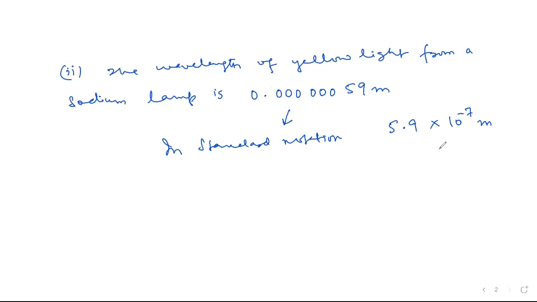So you can see the number of digits in the decimal number is 2. Therefore, it has 2 significant figures, right? So I hope you got the idea of significant figures.